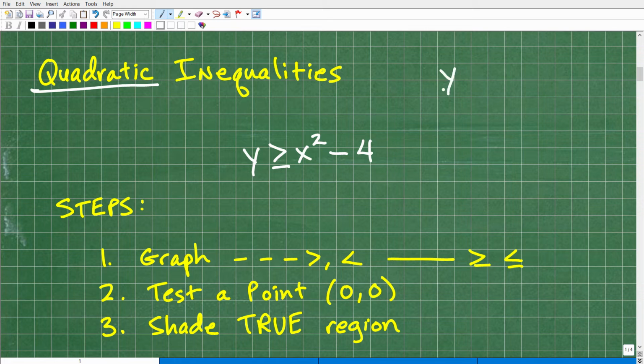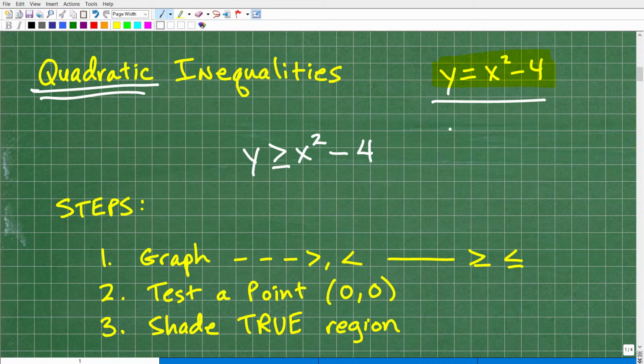So let's just go ahead and get rid of this inequality symbol here for a second and just write this, y equals x squared minus 4. Okay, so this is a quadratic equation. Now I could write this as a quadratic function, basically the same thing, but hopefully you know that we can graph this equation. So what's the general shape of a quadratic function?